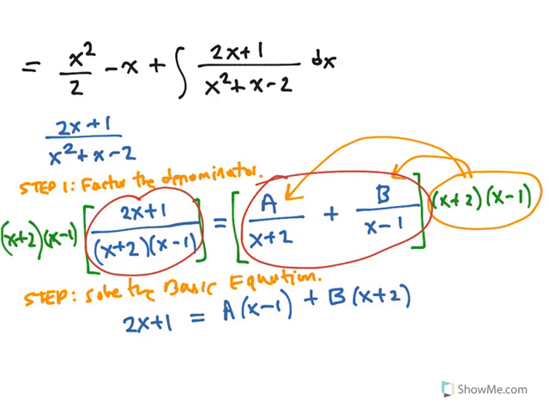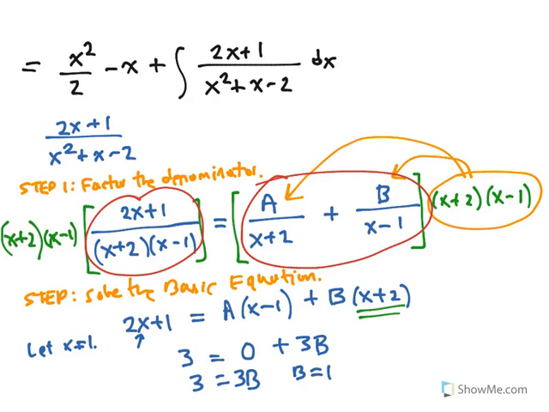We can let x be equal to 1, and if x is equal to 1, what do we have? 1 minus 1 is 0, so you have a times 0 is 0. And if you substitute 1 for x here, 1 plus 2 is 3, so you have 3 times b. And if you substitute 1 for x here, 2 times 1 is 2, plus 1 is 3. So you have 3 is equal to 3b, so b is equal to 1. So we know b, but we still have to find a. So to find a, we can let x be equal to -2, because that would make this term 0, and we can solve for a.